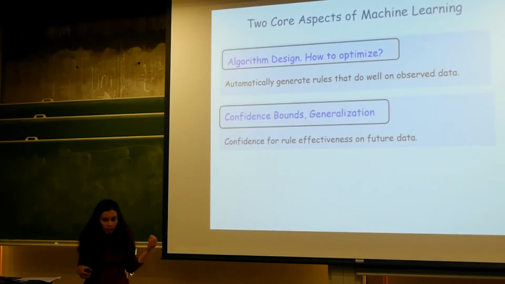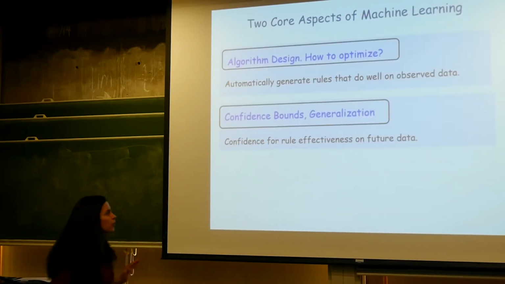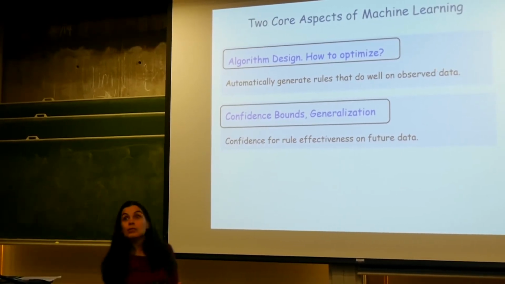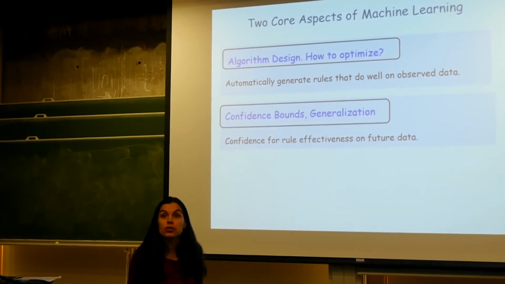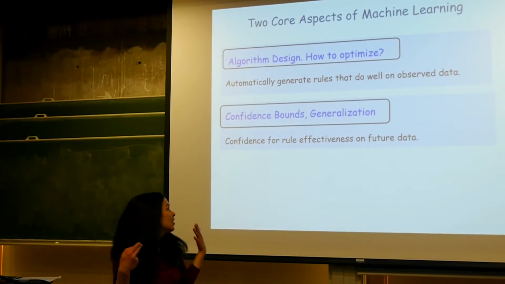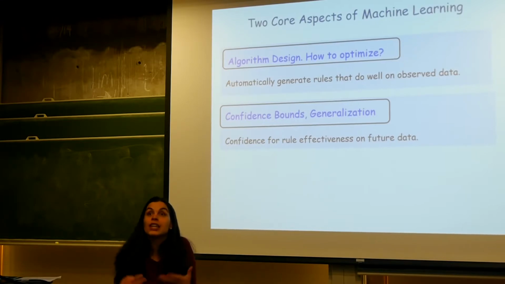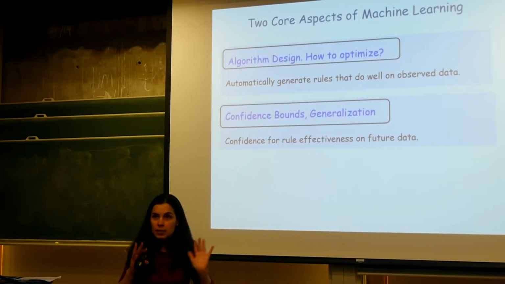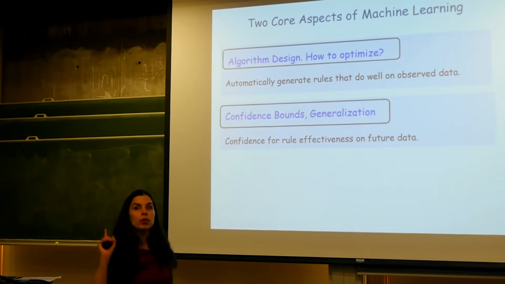Given this formalization, the two key questions that we typically care about in supervised learning are the following. The first one, and this goes back to a question that you had earlier, is the algorithm design question or computational complexity question, which asks how can we automatically, in polynomial time, generate hypotheses that do well over the training set. Okay, that's a computational complexity question. Can we have fast algorithms that do well over the observed data, explain well the observed data? So this is question number one.